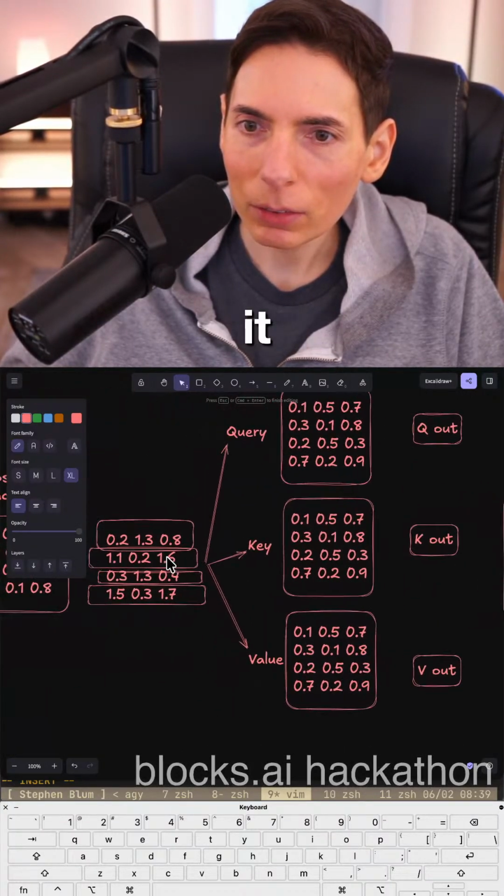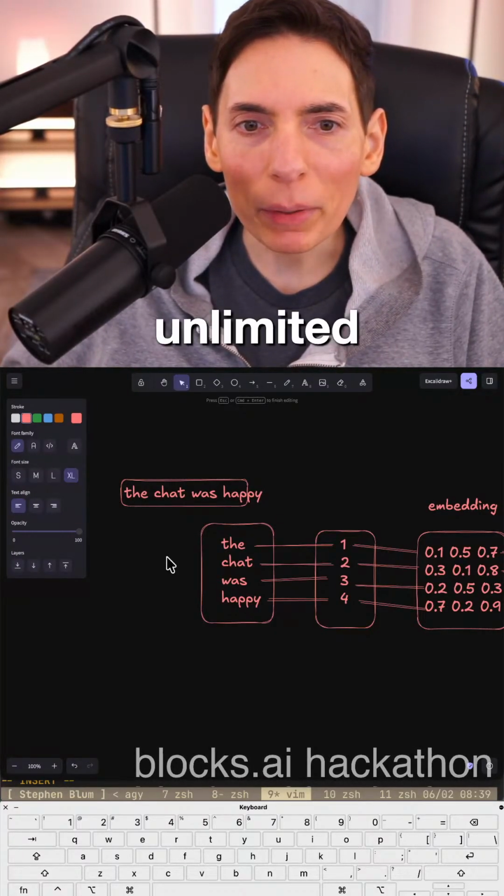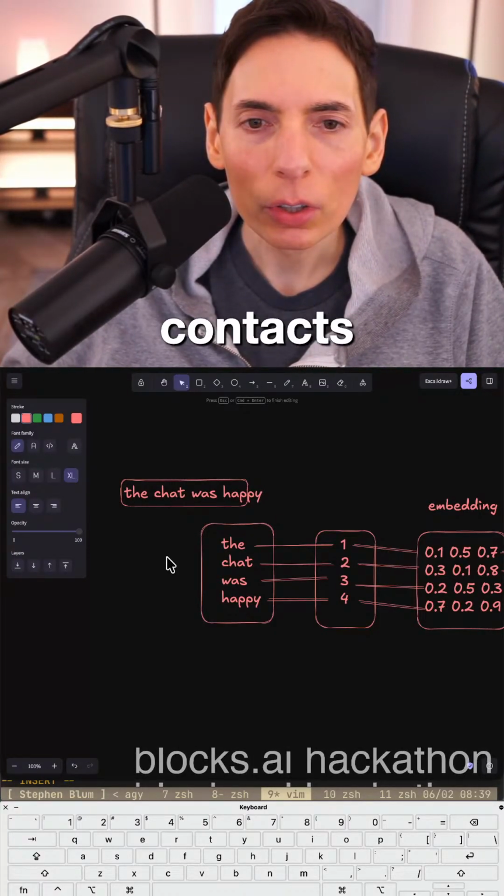So I think that's it. I think we did it. We succeeded. Could be unlimited based on available VRAM, but context rot would mess it up.